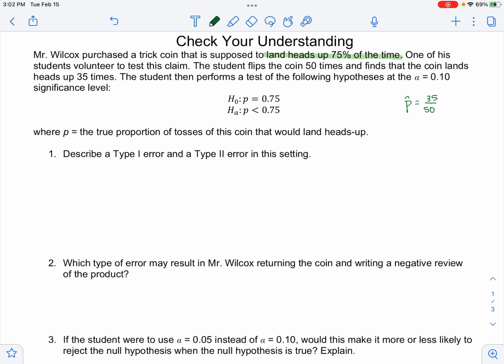The student then performs a test of the following hypotheses at the alpha equals 0.1 significance level. So that's setting up our significance level. So we have our two hypotheses, the null and the alternative. The null being p is 0.75 and the alternative is that p is less than 0.75. Because the p-hat 35 over 50 is equal to 0.7, we believe that this is less than 0.75. That part's already done, but just to explain why we're testing if it is less than.